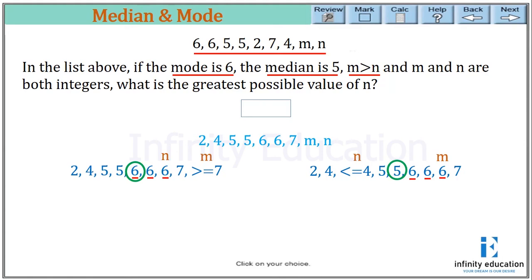Now the question is asking, what is the greatest possible value for N? So the value for N can be 3, 2, 1, anything, or 4 as well. But as they are asking for the greatest possible value for N, it should be 4 only. I hope with this question, the concept of median and mode is clear to you.